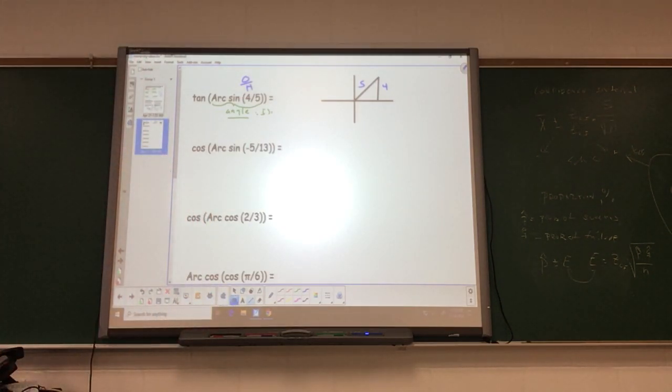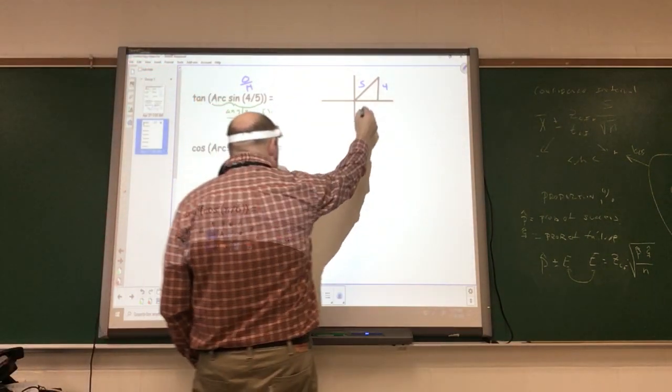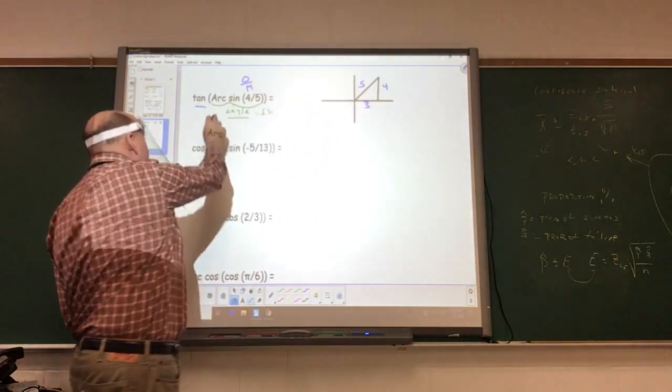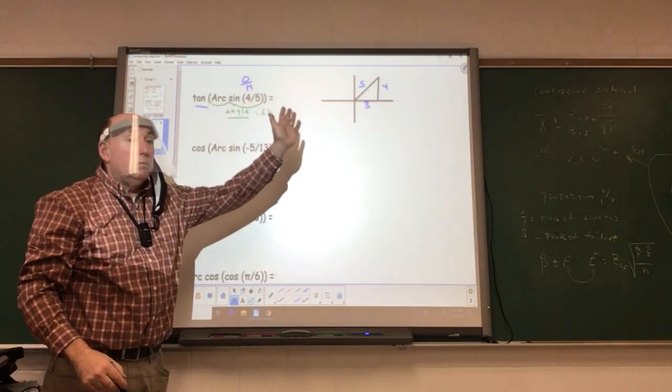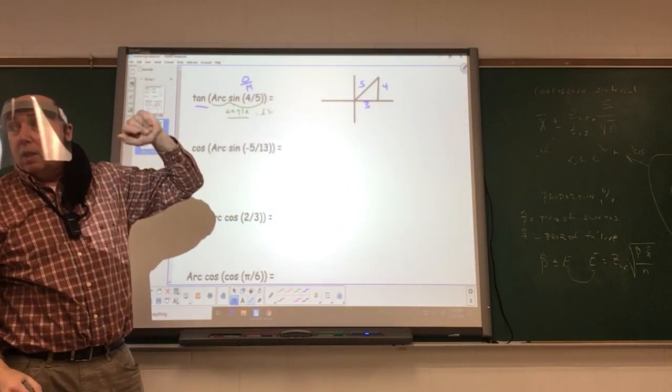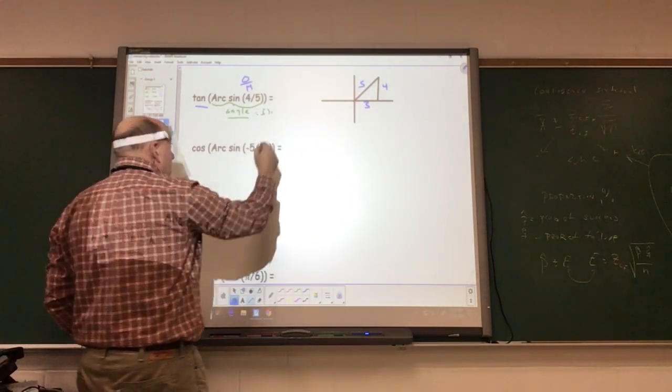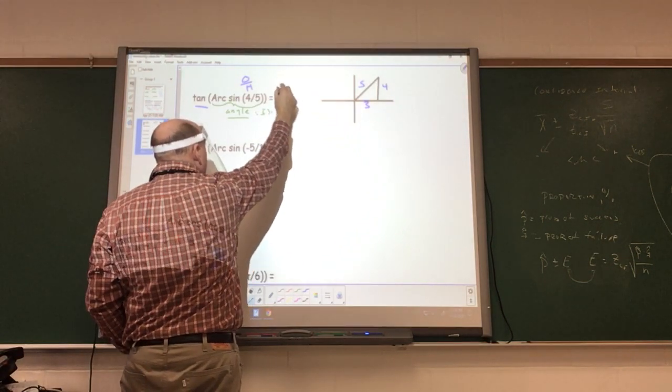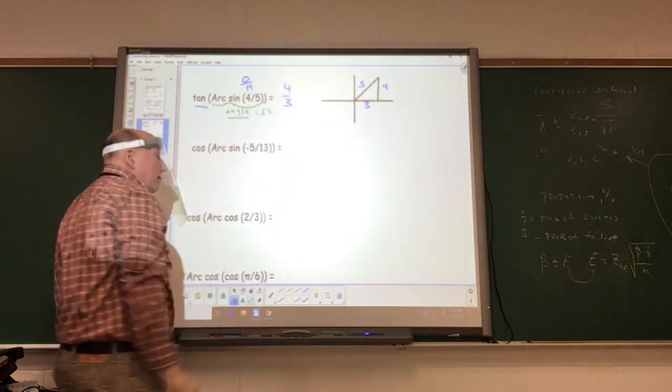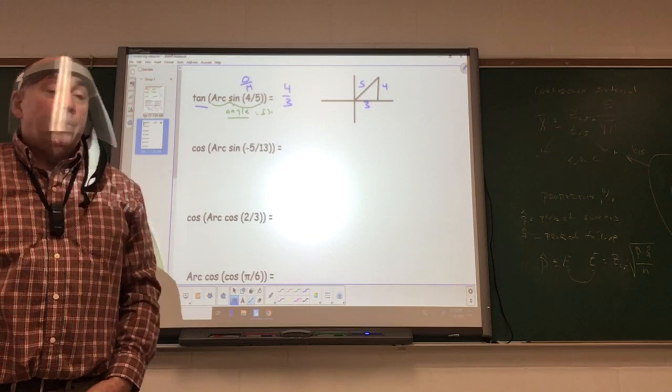3. So if I take a look at this triangle, I want to find the tangent in this triangle. The tangent of my triangle that I have there is what, Mia? 4/3. 4/3.